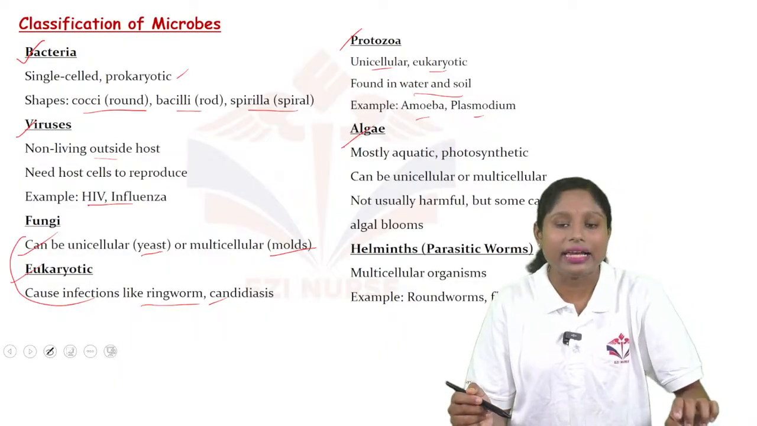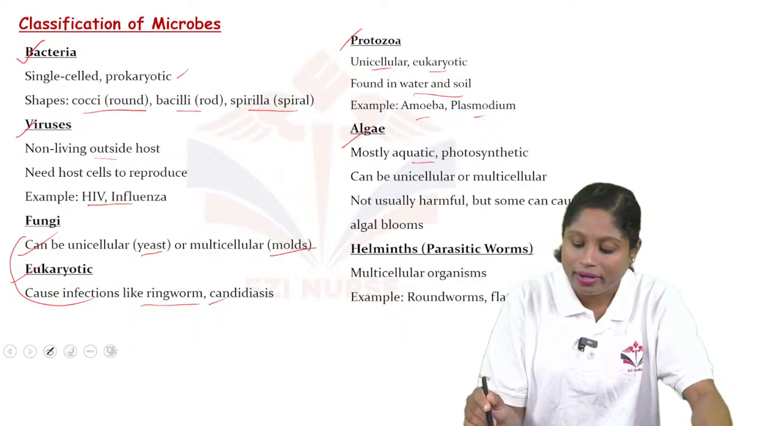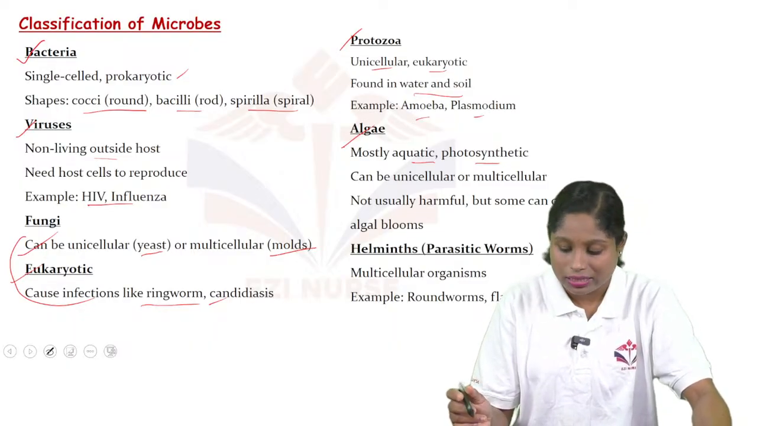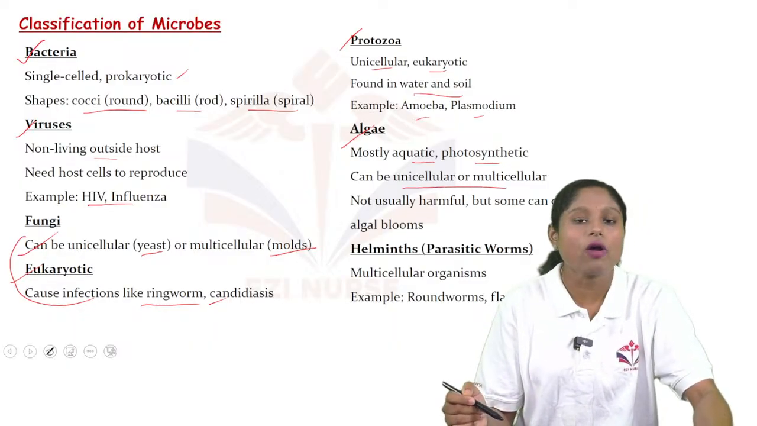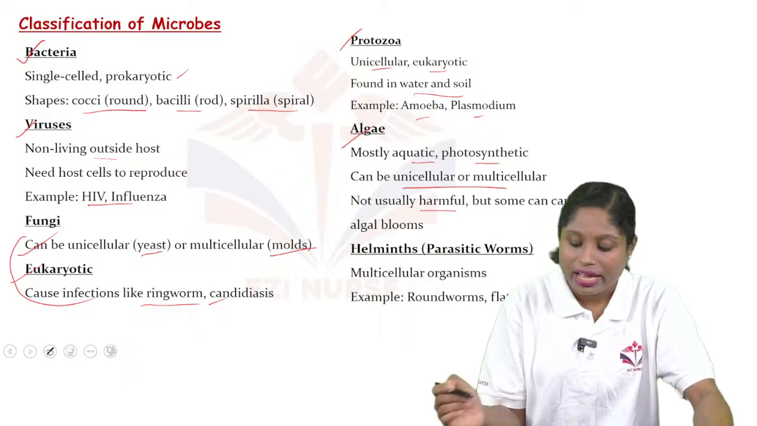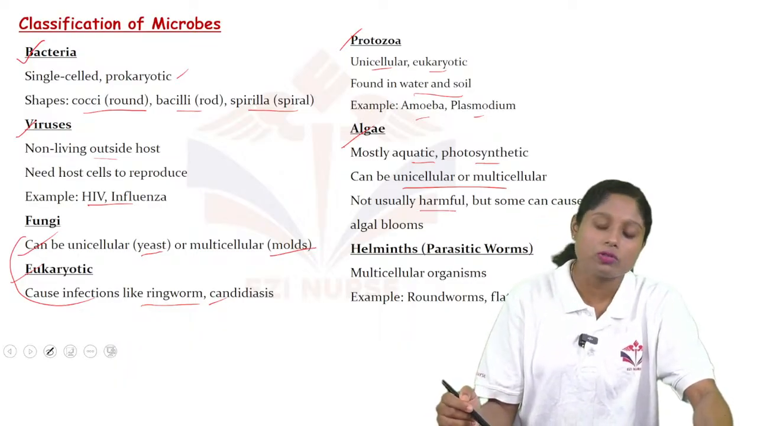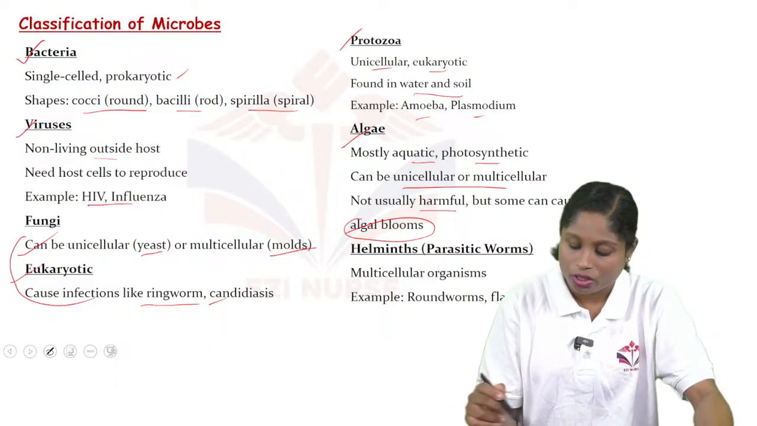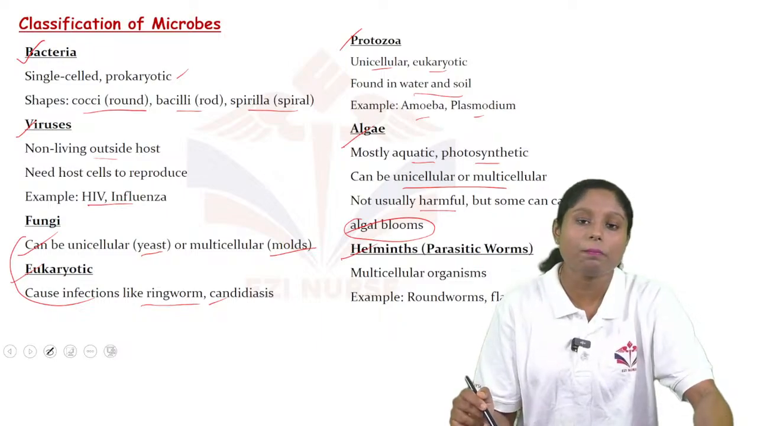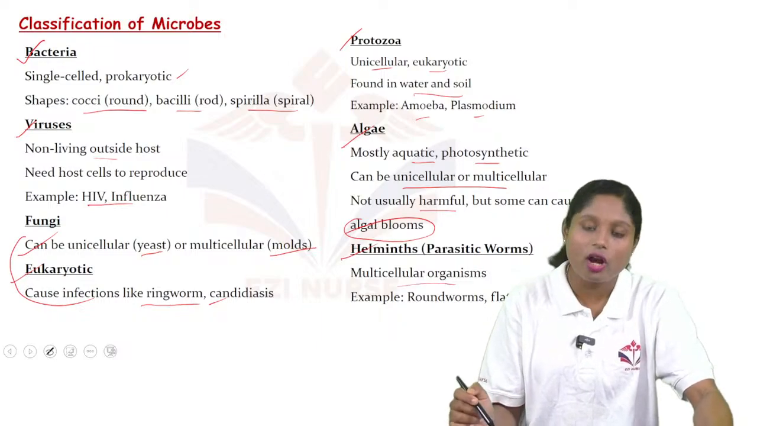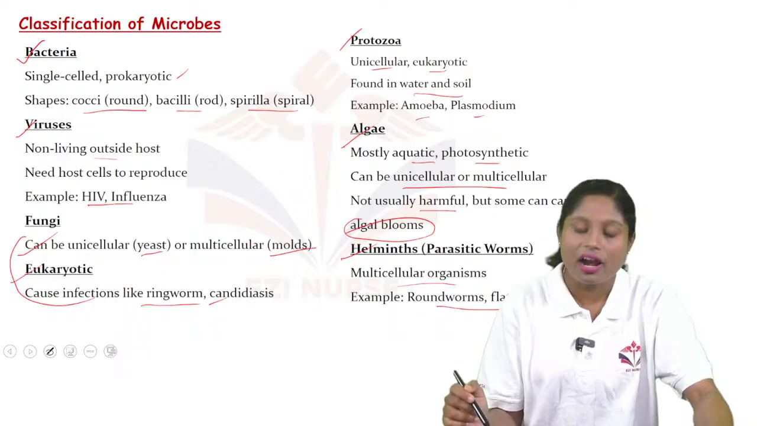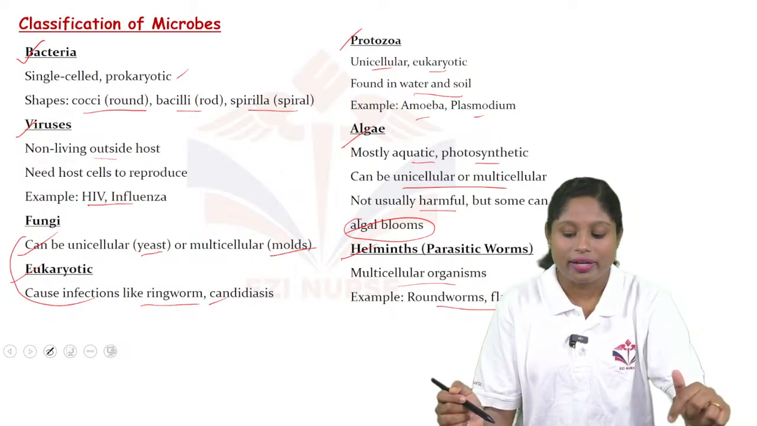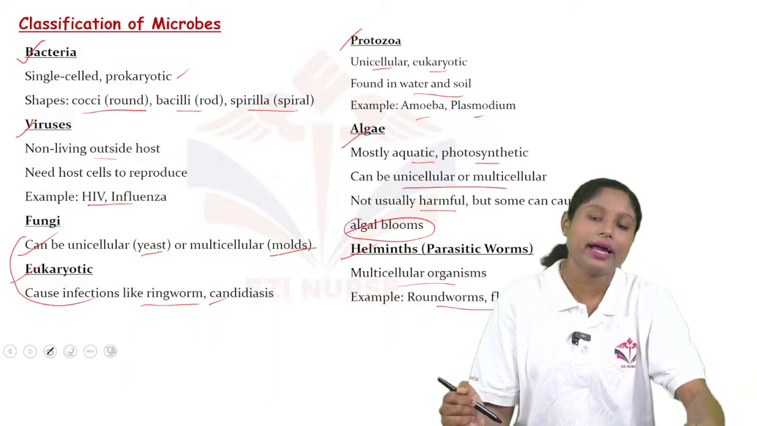Next category is algae. They are mostly aquatic and photosynthetic, and can be unicellular or multicellular. Not usually harmful, but they sometimes cause algal blooms. Next category is helminths or parasitic worms. They are multicellular organisms, and examples are roundworm or flatworm. So this is the classification: bacteria, virus, fungi, protozoa, algae and helminths.